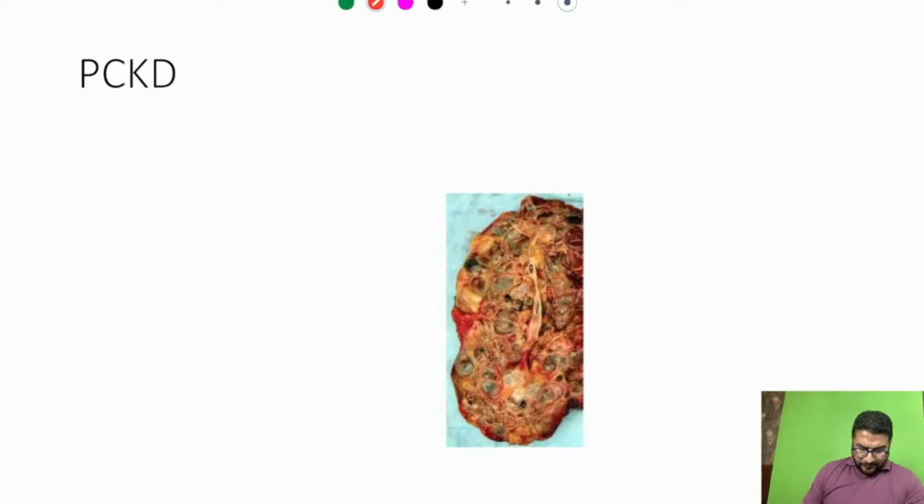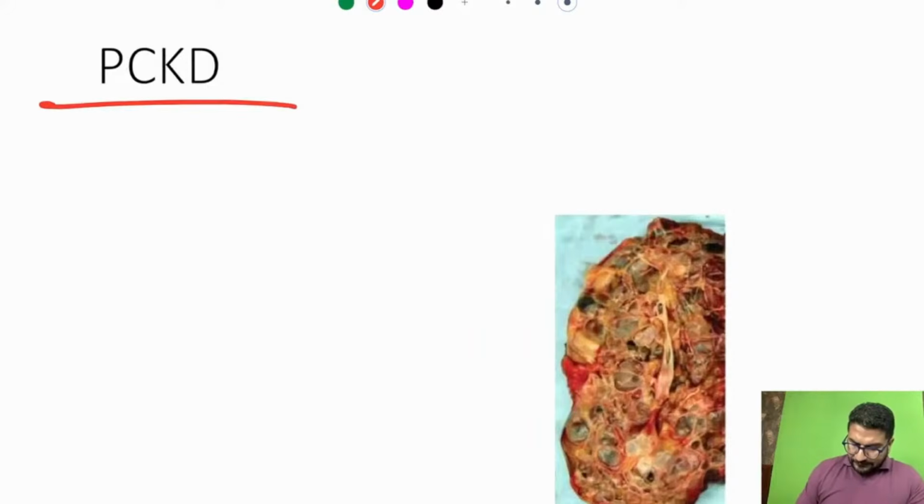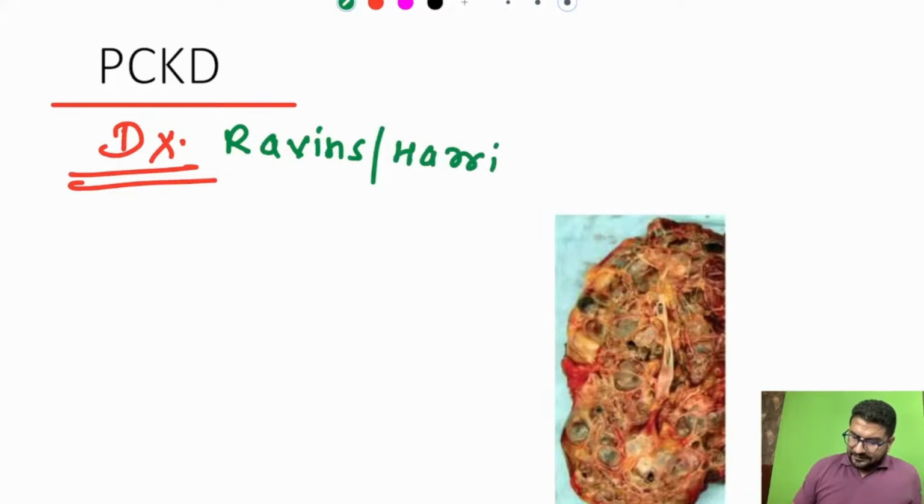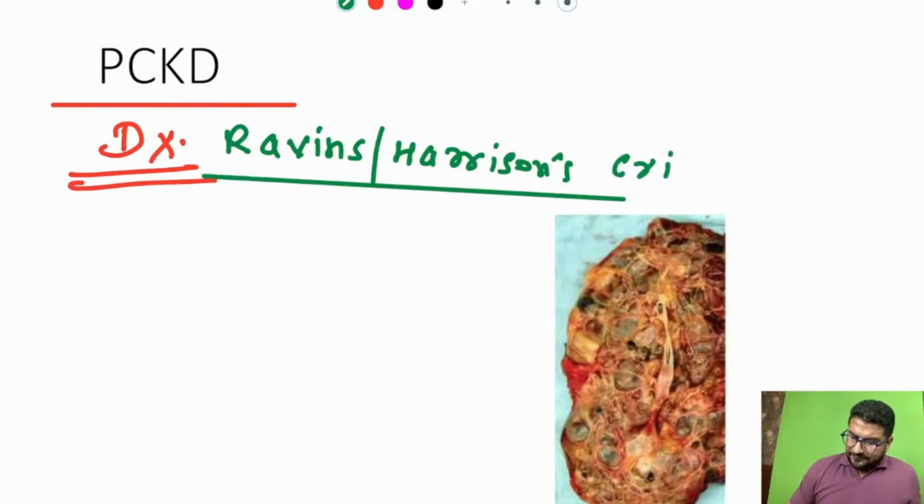Another MCQ they ask in the exam is how we can make a diagnosis of PCKD. So how can we make a diagnosis? We have two criteria to make a diagnosis. Remember one name: one is Ravine's criteria and the second is what is given in Harrison. There is not much difference between the two. So Ravine's criteria and Harrison's criteria are the criteria we use to make a diagnosis of PCKD.